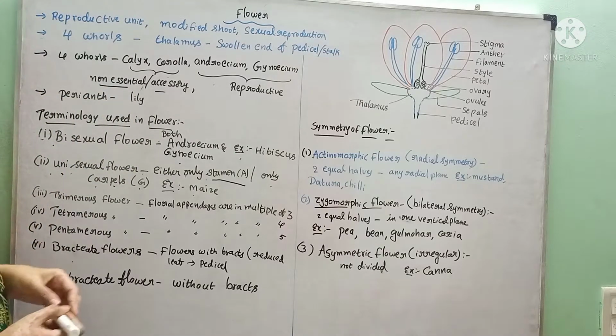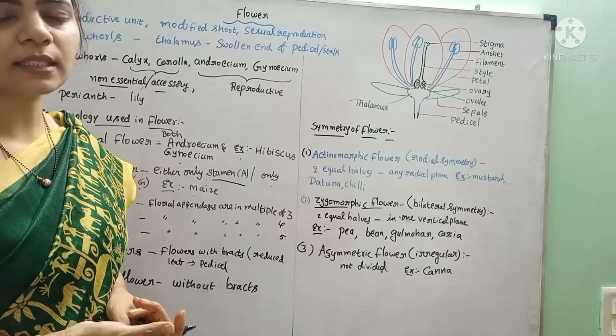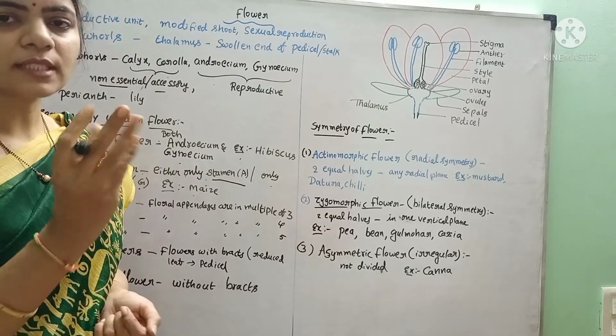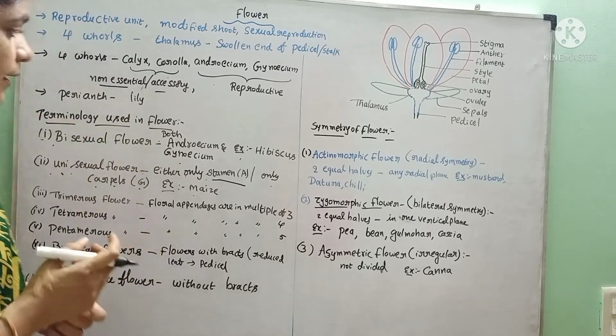And if you see in some flowers such as the lily, the calyx and corolla are not separate. They are united like a tube-like structure, that is called perianth.